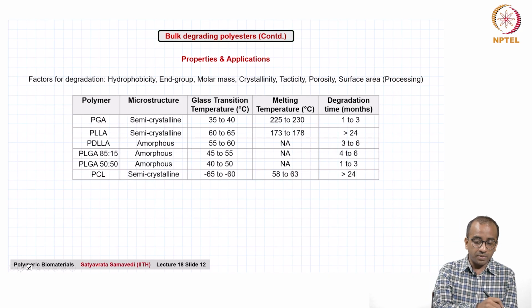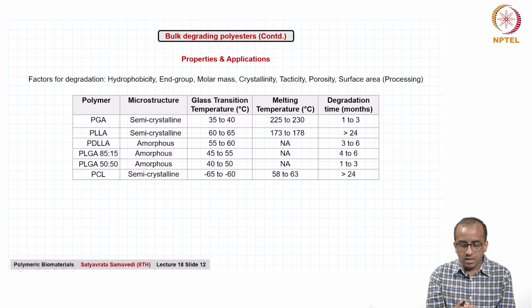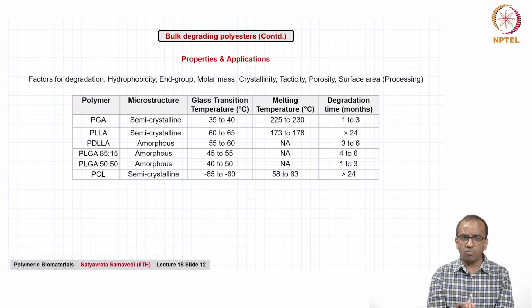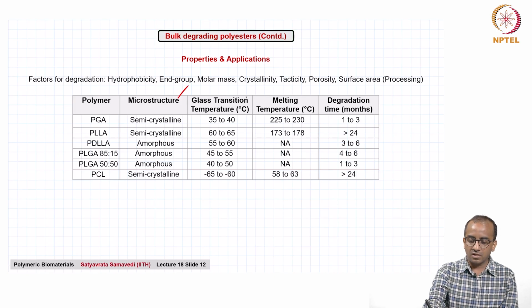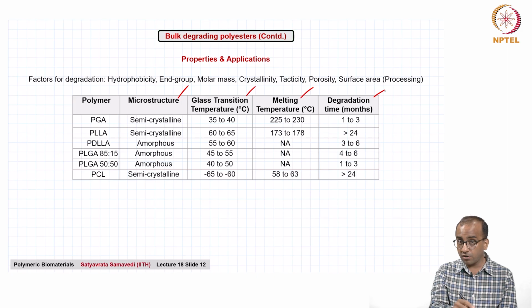We will look at the properties of some of these polymers and then finally look at one application of them in controlled drug release. So, firstly note that you get a wide spectrum of properties. When I say properties, I include the microstructure, the glass transition, the melting temperature, and the degradation. Many of these properties we have dealt with in much detail in previous lectures.